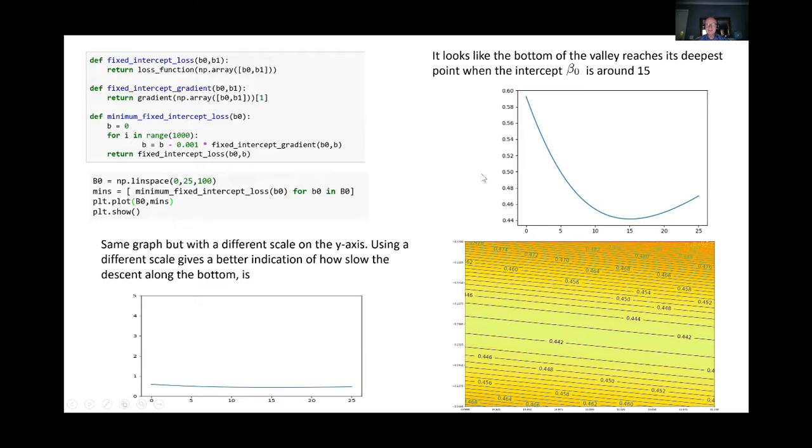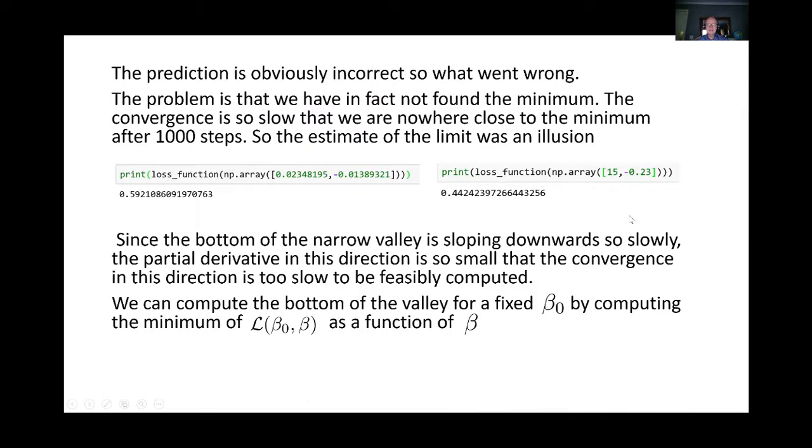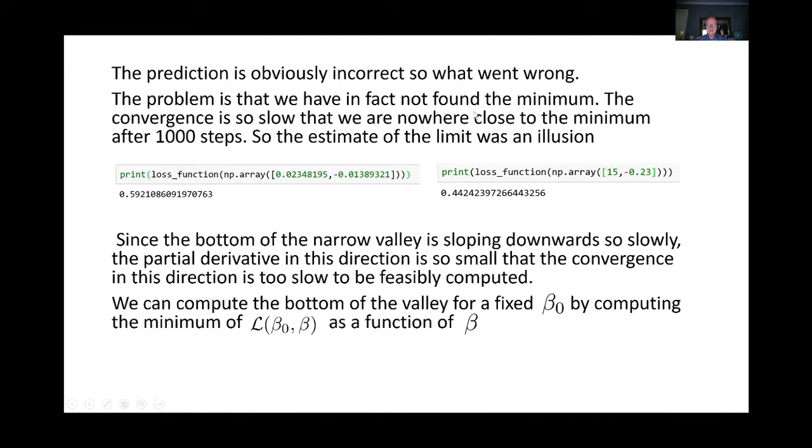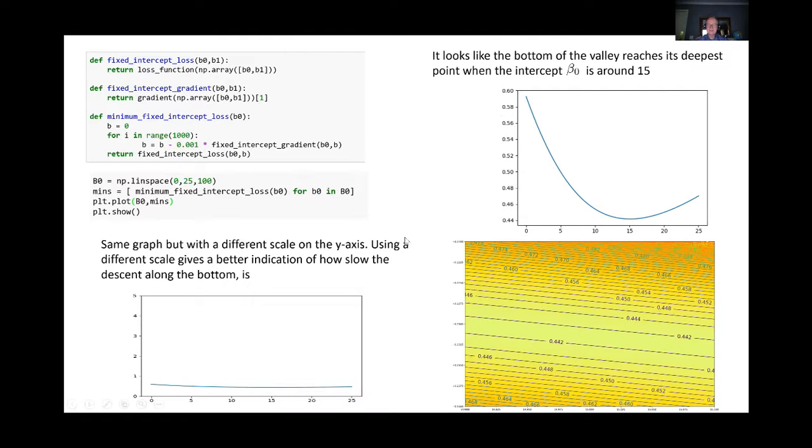If we look at a slightly different scale, you can see that the loss function does decline, and it looks like there is a minimum value around 15. The value we had before was 0.02, and in fact it should be 15. So very, very far from the actual minimum of the loss function. We can see what goes on here.